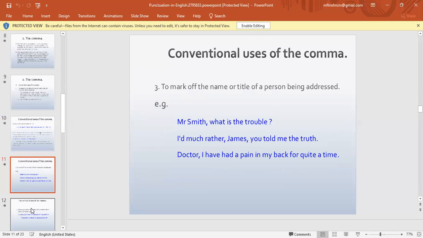Third one is in order to mark off the name or title of a person being addressed. For example, Mr. Smith, what is the trouble? I would much rather, James, you told me the truth. Doctor, I have had a pain in my back for quite a time.